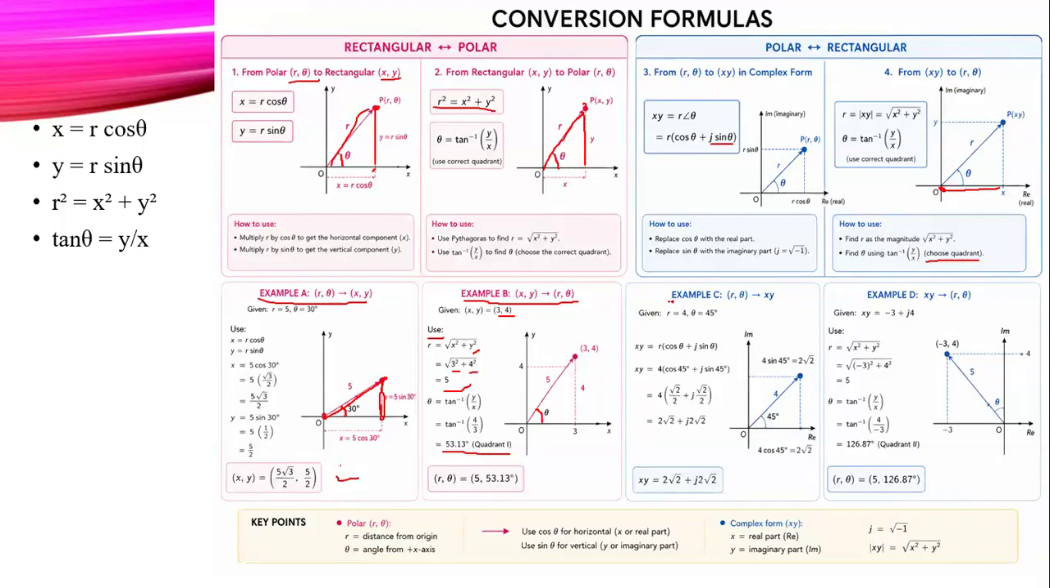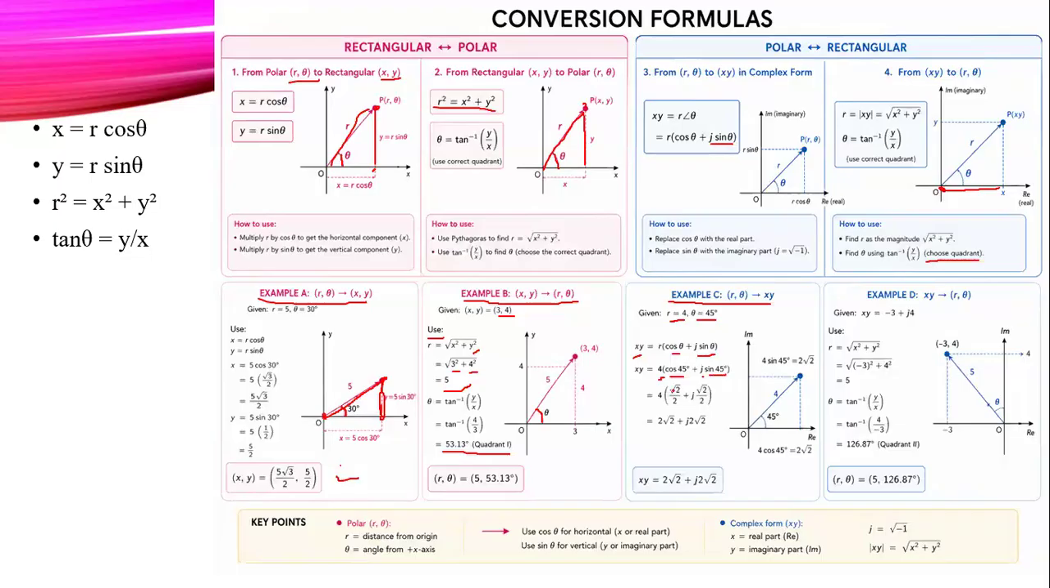Then we have another example here, which is example C, r theta, and we need to put it in the xy form. So what happens here, we have r is equal to 4 and theta is equal to 45 degrees. The formula we have for xy is r, and in brackets we have cos theta plus j sine theta. So where we see r, we put 4. Where we see cos theta, we put cos 45. Where we see j sine theta, we put back our j, but our theta ends up being sine 45.